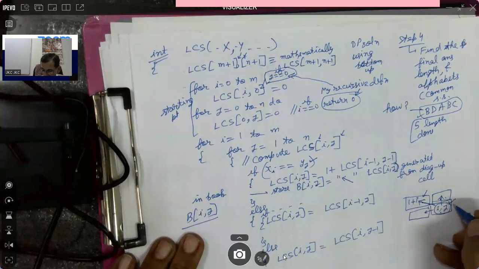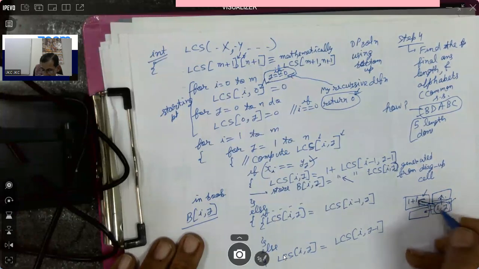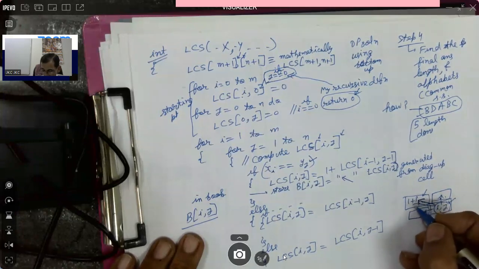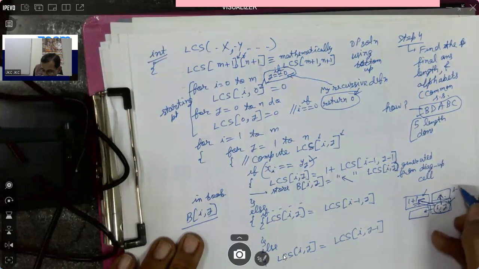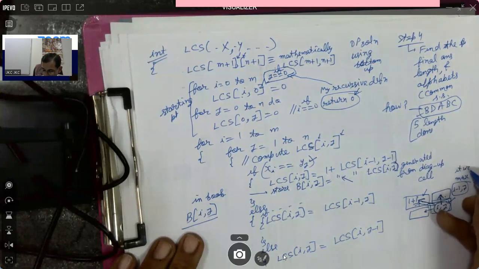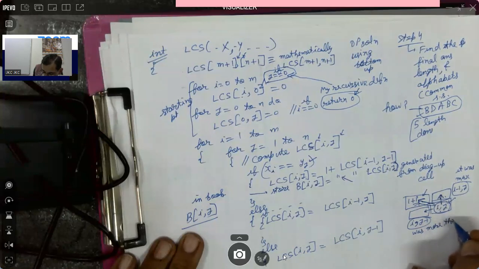This character will obviously come as the last character which matched, but previous values recursively which were used for finding the length will be computed from the diagonal upside. On the other hand, this will be vertically up if LCS of i minus 1, j was used as the maximum value. It was the maximum out of the two. Or it could be i, j minus 1 was the maximum, more than i minus 1, j. So whatever was the case, I have one of the three possibilities.